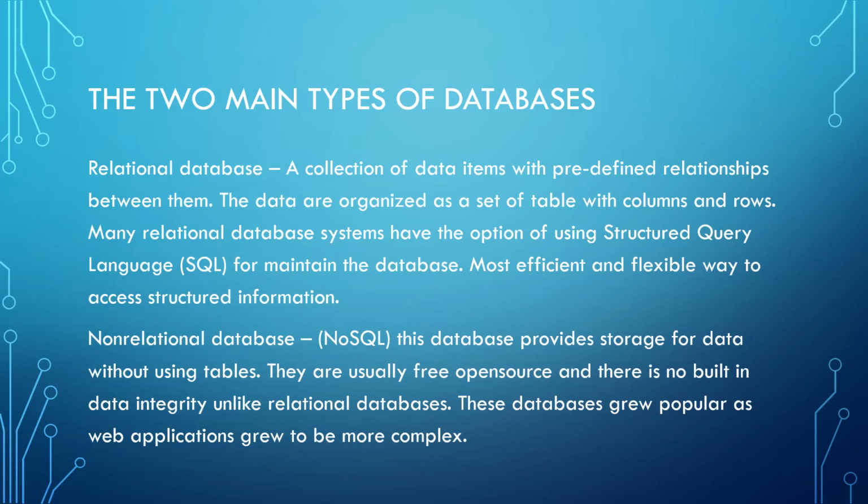There are two main types of databases. Well, there are more, but the two we're going to go over are relational databases and non-relational databases. Relational databases are a collection of data items with predefined relationships between them, organized within a set of tables that use columns and rows.